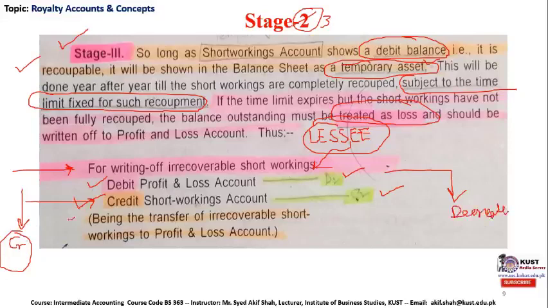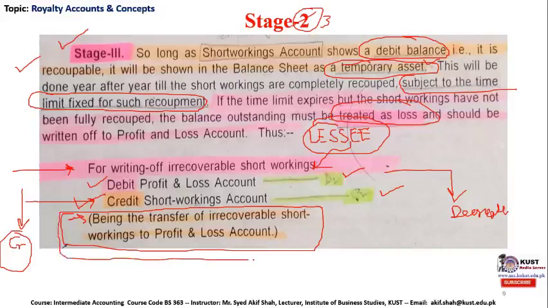And then we give a short narration at the end: being the transfer of irrecoverable short working to the profit and loss account. This statement clearly explains that the lessee was unable to recoup its short working within the due period of time.